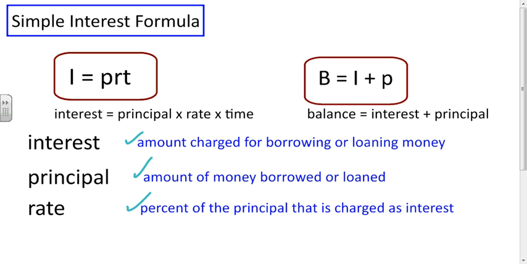And then the second formula is balance equals interest plus the principal. So the total amount I would owe after my loan is due is going to be the balance. I would just take the interest that's charged plus the principal, or the amount of money that I borrowed.